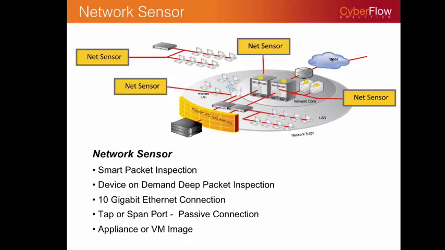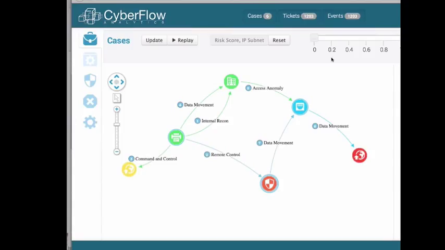Very quick recap. I already mentioned this earlier. We put network sensors at various locations on the network, 10 gigabit Ethernet connection, TAP or SPAN port, available as an appliance or a VM image. Here's a good example. It's a not cluttered example. This is more of the pure example of the kind of activities that occur over time. These events are what I would call interested events or ticketed events. So you can see number one, the internal reconnaissance between the two nodes. Then number two, remote control out to another node.